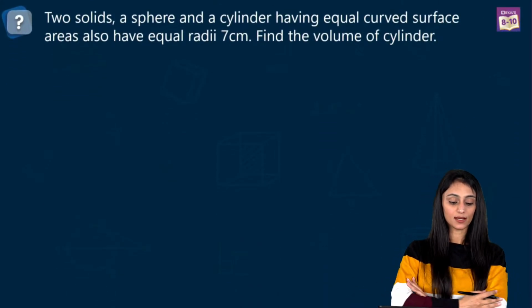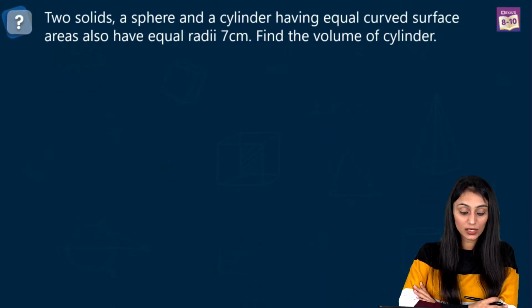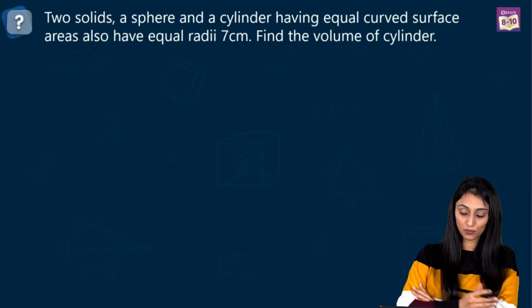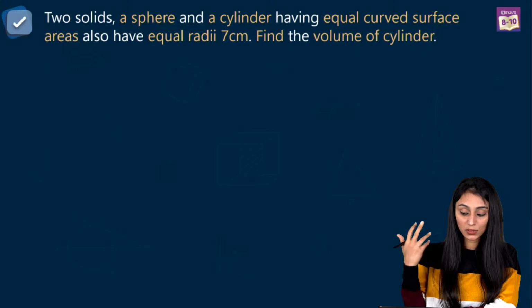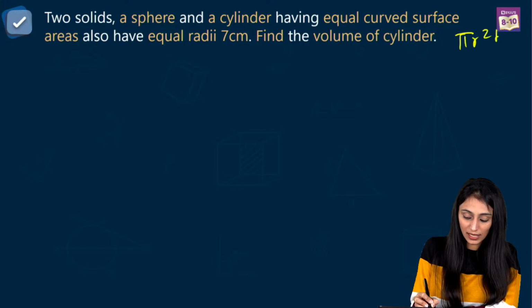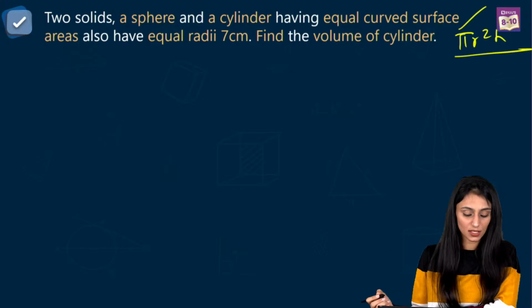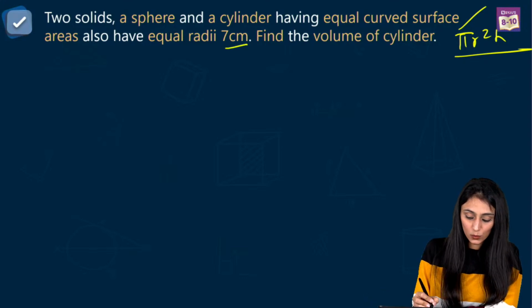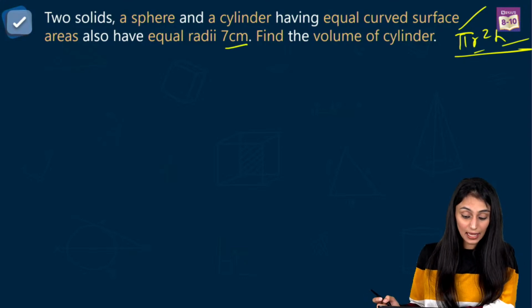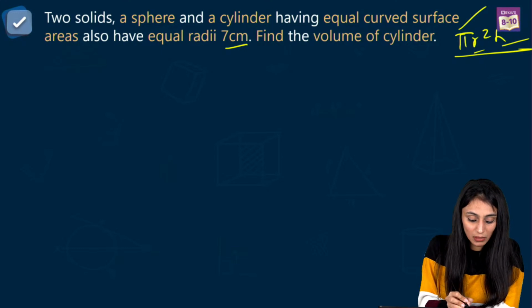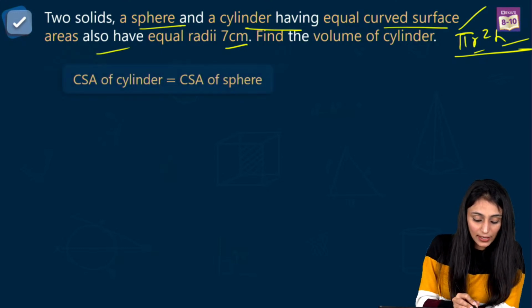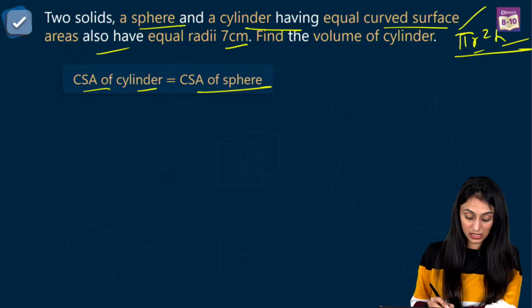So two solids, a sphere and a cylinder, having equal curved surface areas. They also have equal radii, that's 7 centimeter. We have to find out the volume of the cylinder. So when we talk about the volume of a cylinder, what is the volume of a cylinder? That's pi r square h. Pi is a constant value, right? Radius we already have. We do not have its height. But height we can find out using this statement, a sphere and a cylinder having equal curved surface areas. So let's equate them. Curved surface area of cylinder and curved surface area of a sphere.